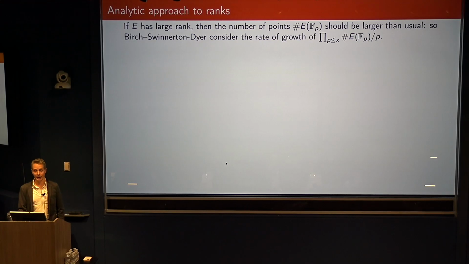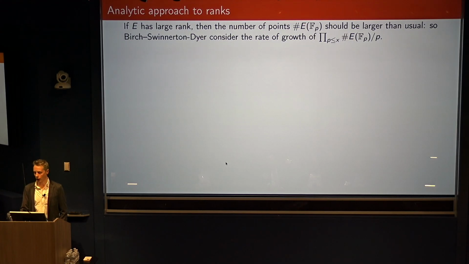So there's an analytic approach to ranks. I'm sorry, there's going to be maybe 2 slides with technical formulas, but it is to try to convince you that after we see this data, we know what the next step is, and it really should lead us to believe the low estimate. Okay, so if E has large rank, then the number of points should be larger than usual.